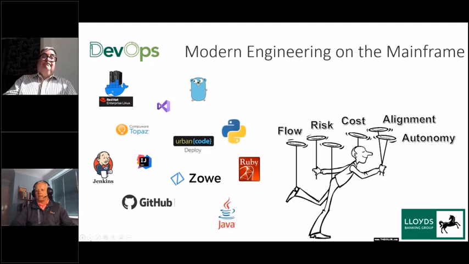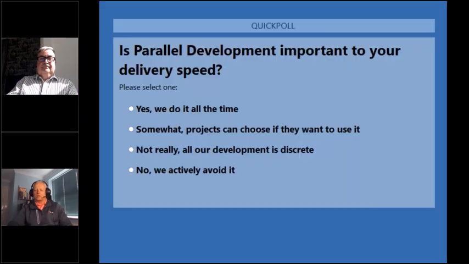Right, so the audience have had a lot of listening. So now we're going to have a poll. Stacey, could you? Right, so the poll is open. And I just want to talk about parallel development because Reggie's going to touch on a relatively modern approach to code development. So parallel development: 1, do you do it all the time? 2, somewhat, projects can choose. 3, not really, all our development is discrete. And 4, we actively avoid it. Four choices there, and we're polling away.